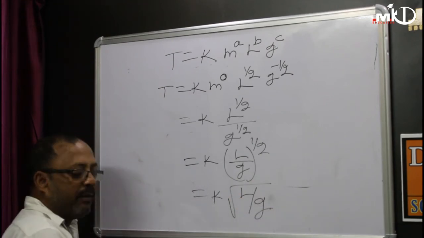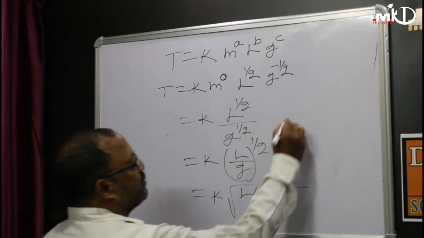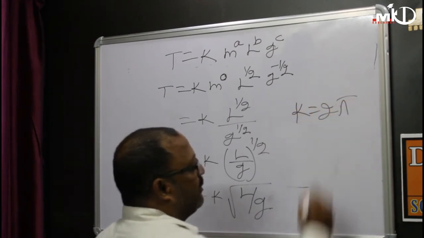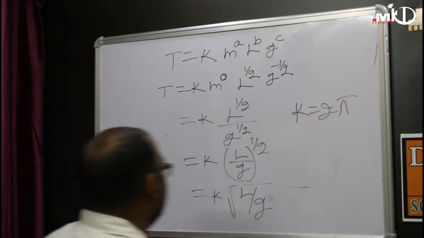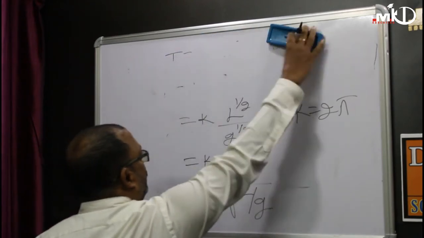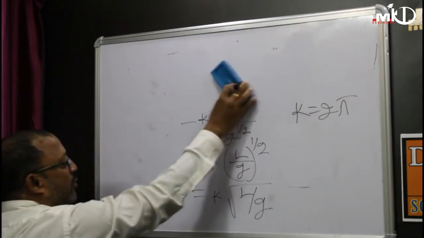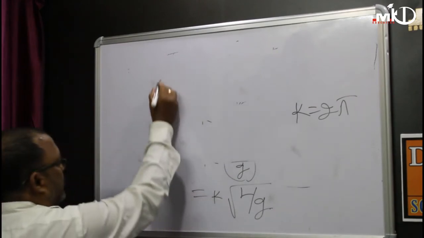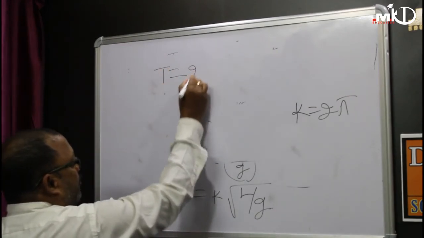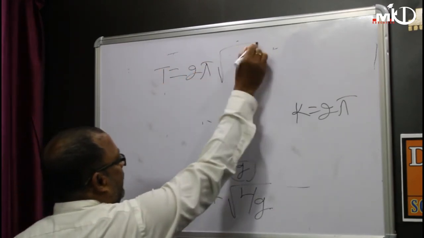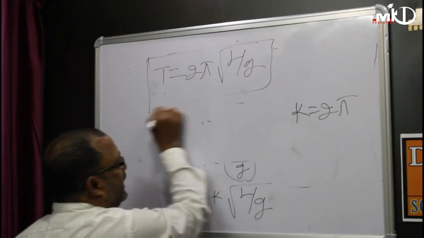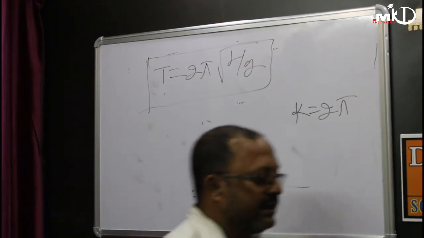Experimentally, the value of K is found to be, sorry, the experimental value of K is 2 pi. Therefore, T is equal to 2 pi root over L by g. This is the expression. So now my derivation is completed.